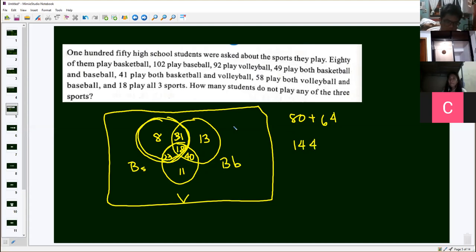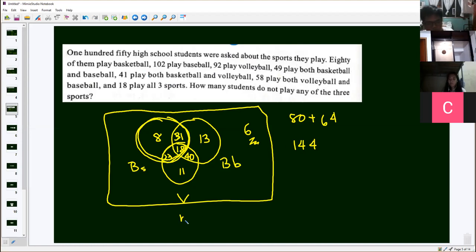So there must be something outside because 150 sila. So the answer is 6. Very good. So the answer is 6. Hindi ko lalagyan ng bilog para yan. Basta the answer is 6. Ang daming pwede kasing tanong in the Venn diagram problem, no? Kaya hindi ko agad dinerecho sa shortcut. The shortcut is this, no?